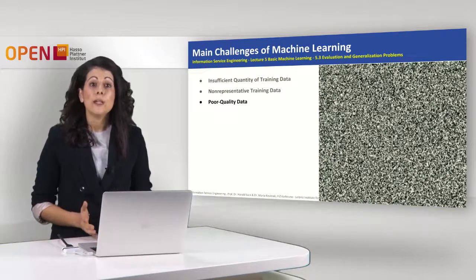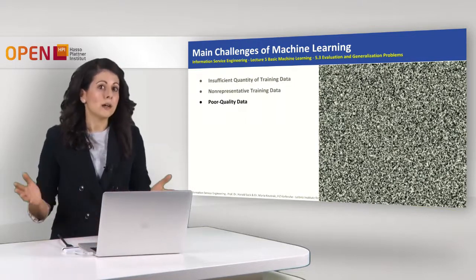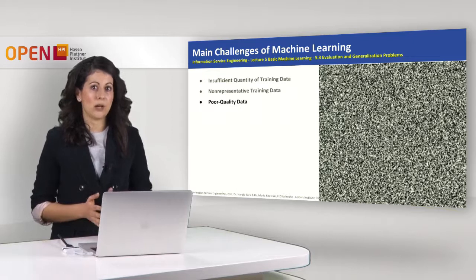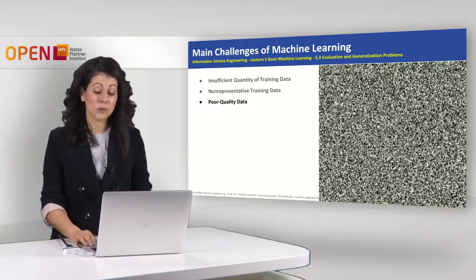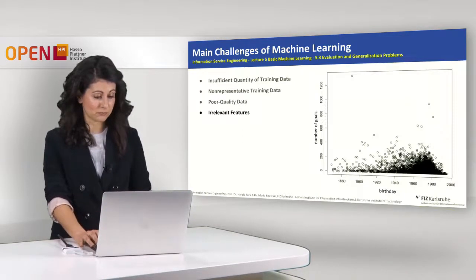Then we have the poor quality of data, because in the end, no matter how much data you give to the algorithm, if the data are of poor quality, meaning they are noisy or erroneous, the algorithm will never manage to perform well.